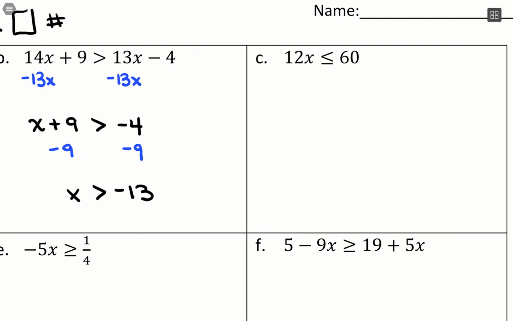12x is less than or equal to 60. We need to divide both sides by 12. So that'll leave us with x less than or equal to 5. And since we divided by a positive number, our symbol doesn't change.